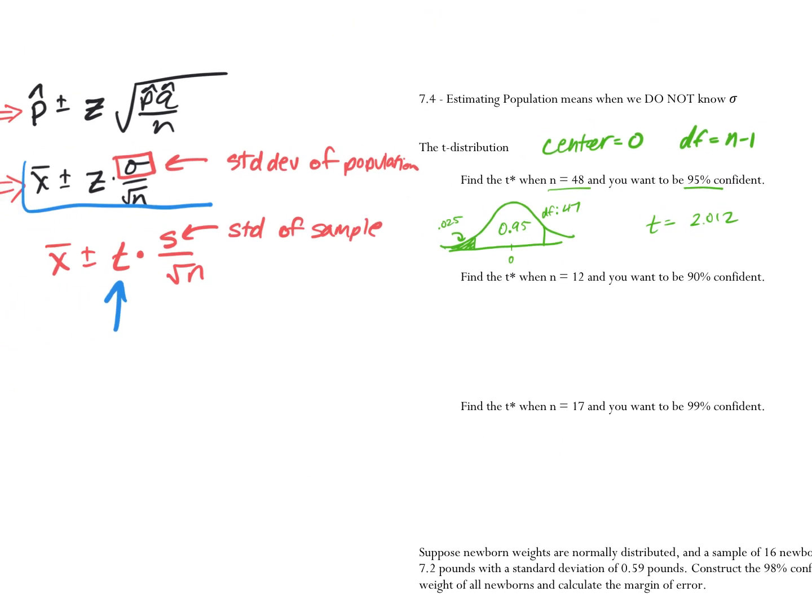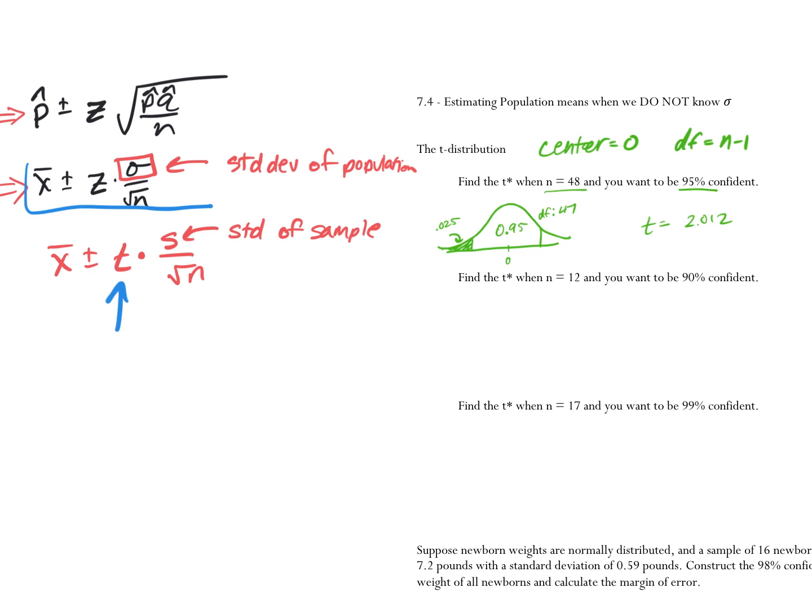We use t instead of z when we do our margin of error, if we don't know sigma.